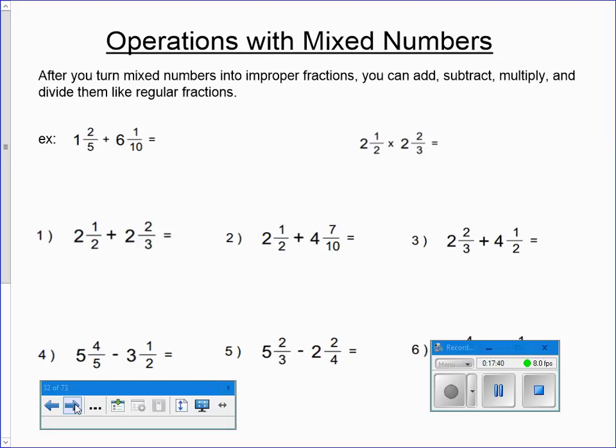So here I'm going to use my shortcut. I'm going to turn this into an improper fraction by multiplying 1 by 5 and adding the 2. So that would be 7 over 5. Same thing with the second one. 6 times 10, I'm going to be adding 1. So that'd be 61 over 10.